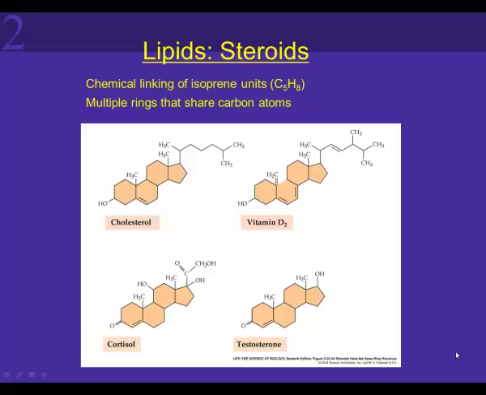Cortisol, for example, is the stress hormone. It is released in response to stress, causes an increase in blood sugar, suppresses the immune system, and aids in fat and protein metabolism as well. And finally, testosterone is responsible for the development of secondary sex characteristics in vertebrates. So, as you can see, these steroids have quite diverse functions. There's even one that's actually a vitamin.